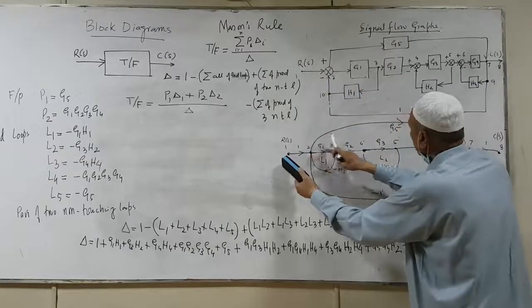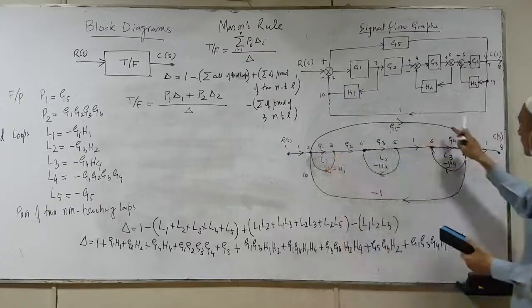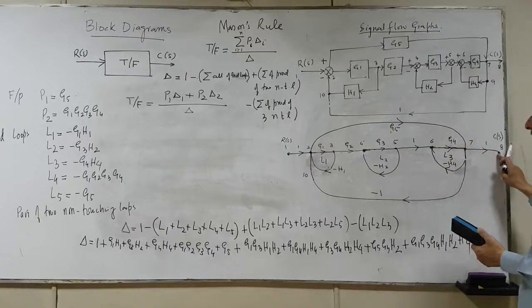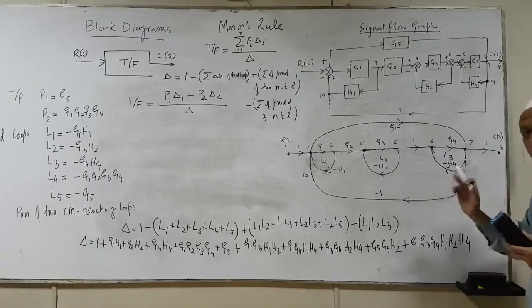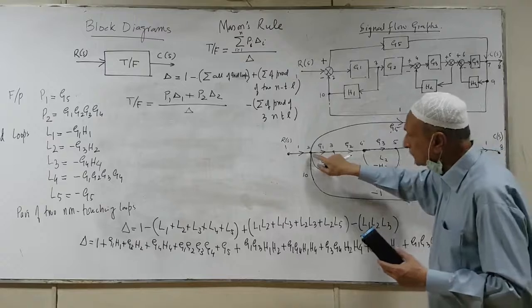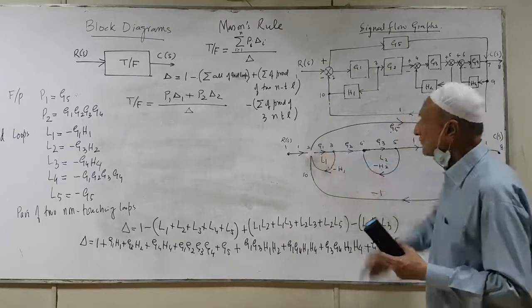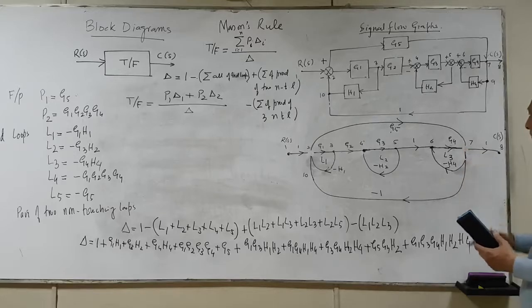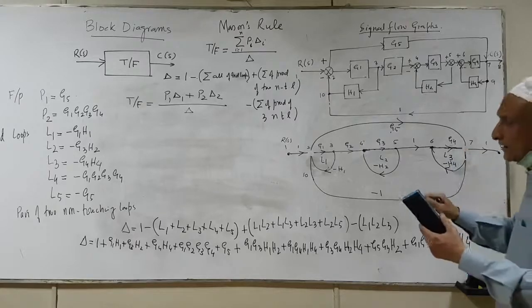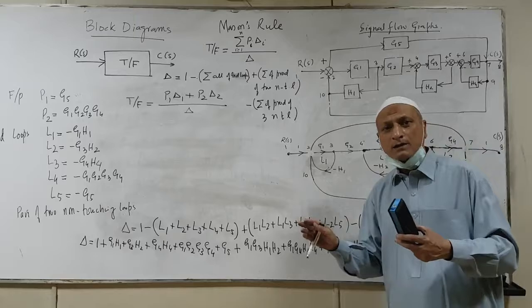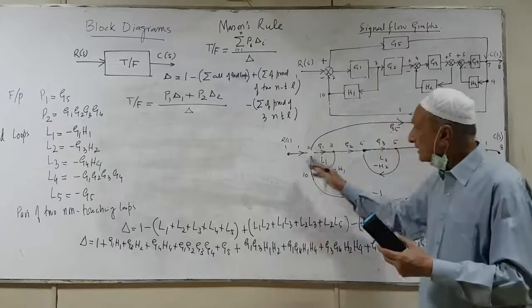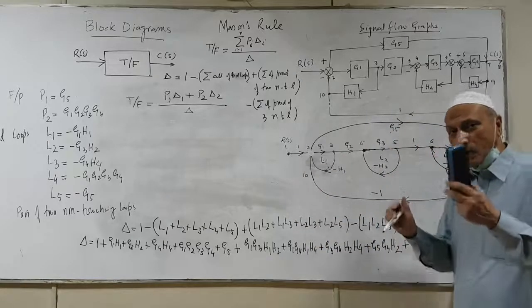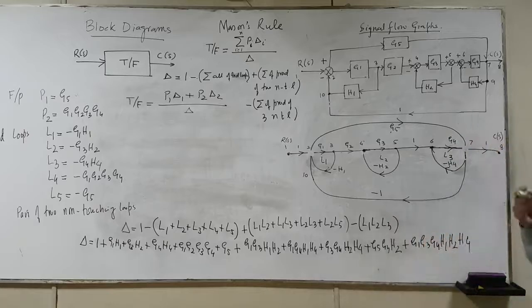Node 1 via node 2, node 7 to node 8. If we remove the nodes, which node has to be removed? This one. Then comes this one. So all the nodes which are included in the forward path are removed. Now see how many loops are left behind in a proper shape.